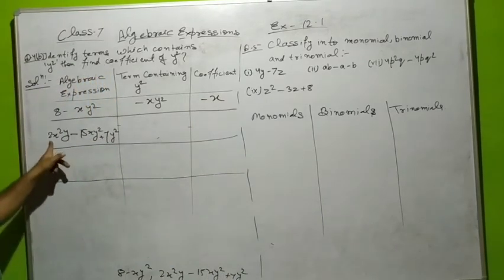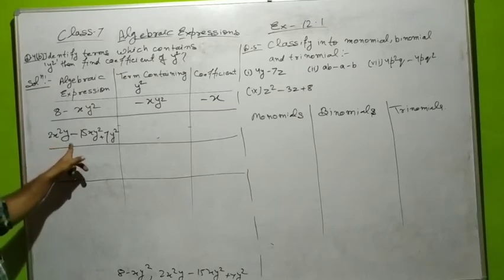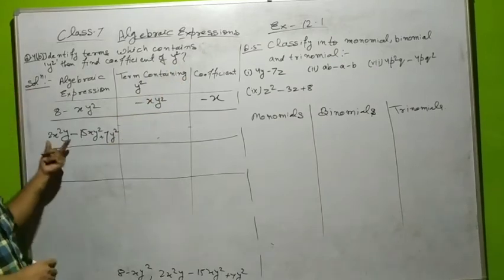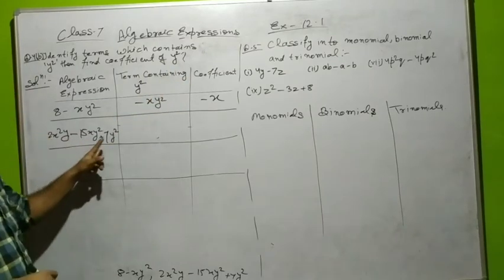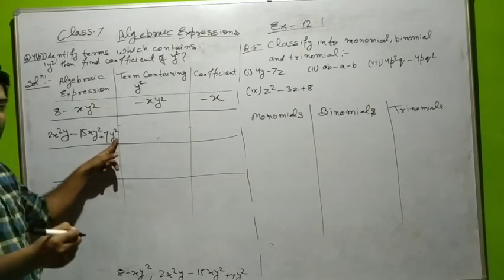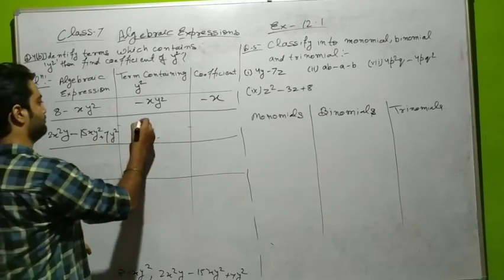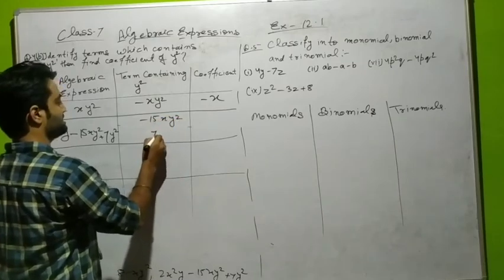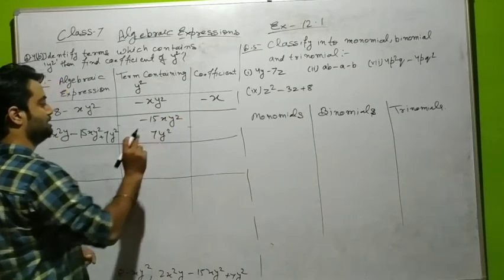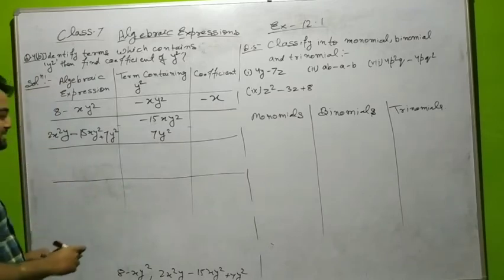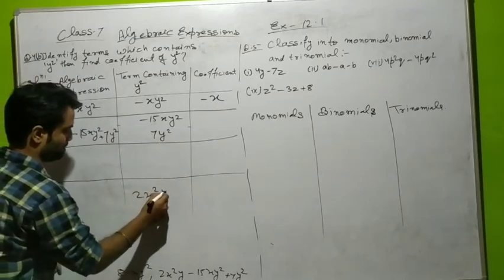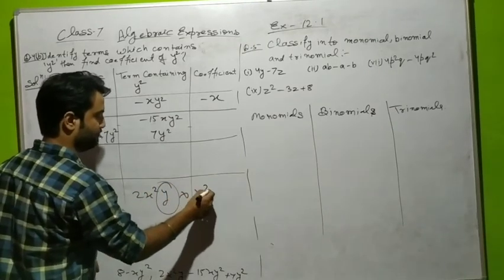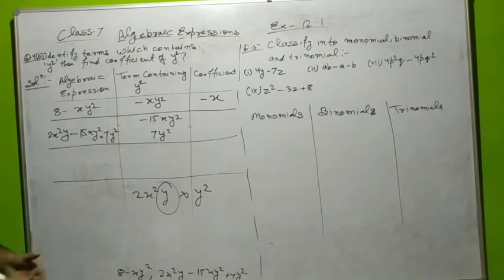Now let's come to the second one. Here the first term is 2x square y, but the question is talking about y square, so I won't take the first term. The second and third terms contain y square, so I will take them: minus 15xy square and then 7y square. Again I am telling you, this is 2x square y, so this is y only. This is not y square. That is why we will not take that.